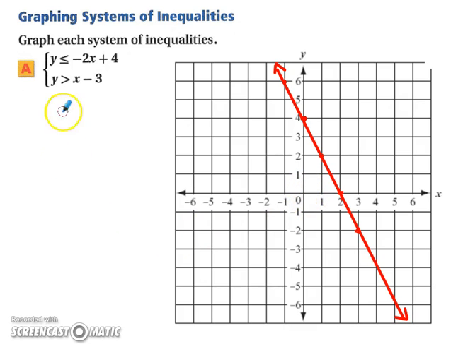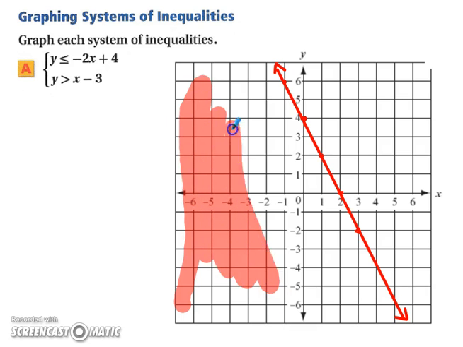If you come out with a true statement, shade the side that uses 0, 0. If it is not a true statement when you're done plugging in 0, 0, shade the other side. So in this case, y is less than, so we want to shade below our y-intercept here. And I'm going to expand the highlighter. So we're going to shade down here.